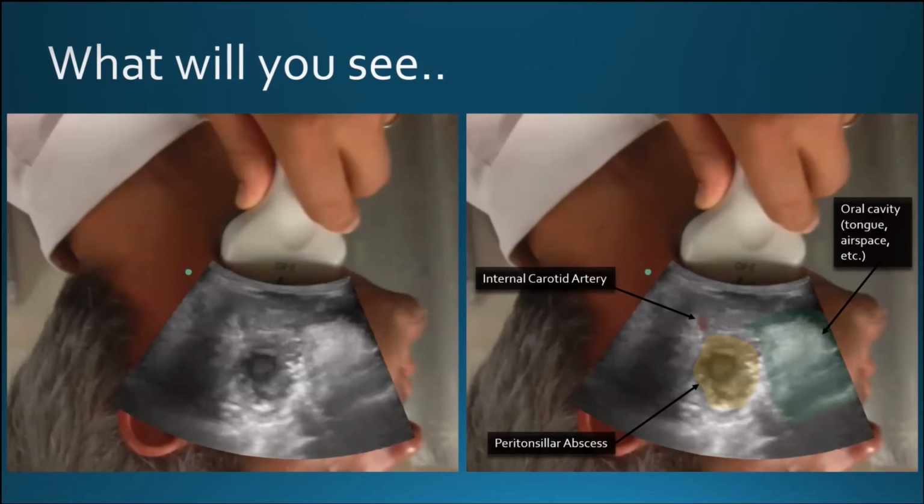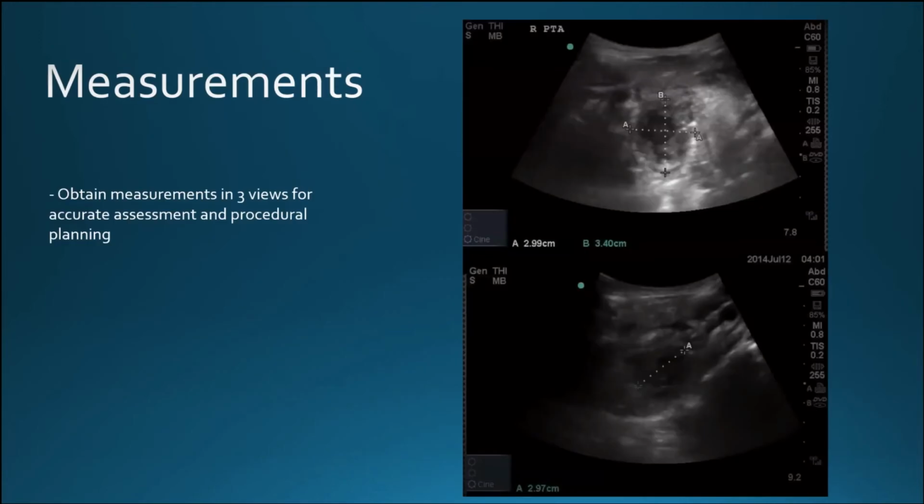To help with the procedural planning that you would do if you were to drain these abscesses, go ahead and obtain measurements. You want to obtain measurements in 3 different orthogonal planes to help manage that. And as you can see here, the measurements that they got were about 3.4 centimeters by 3 by about another 3 centimeters.